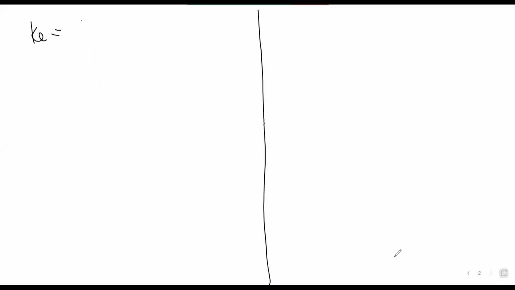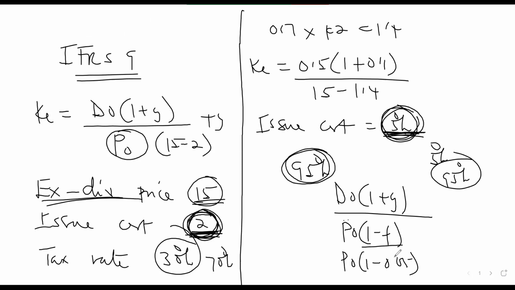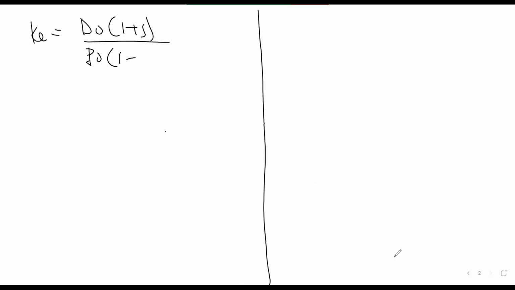Okay. So you have your D0 into bracket 1 plus g. I'm using the growth formula. You can use it without the growth too. There's no problem. So you have your P0 multiplied by 1 minus F. Okay, it will be the same thing, but you are going to adjust this particular rate by the tax figure. So that will be into bracket 1 minus T.